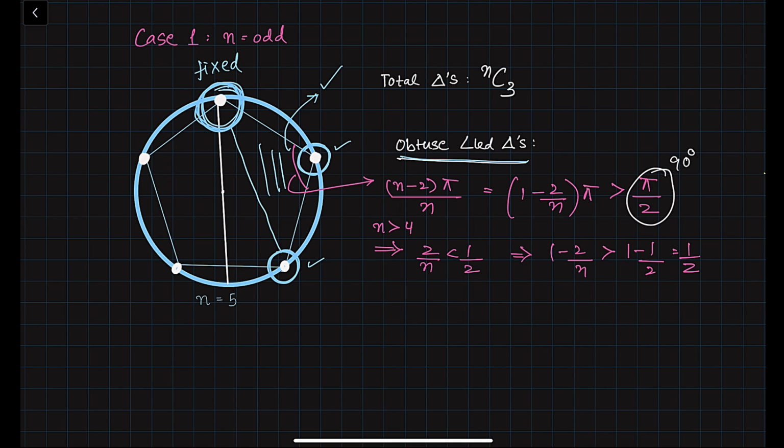So this shows that the two points besides the fixed point have to be chosen on the same side of the circumdiameter. Now the number of points, as we have shown before, is (n minus 1) by 2 on either side. This is also (n minus 1) by 2, right? So we have to choose 2 points from these (n minus 1) by 2 points, so (n minus 1) by 2 C 2. Okay, this is for one side of the circumdiameter. Similarly, we can do it for the second side, and it will come out the same.